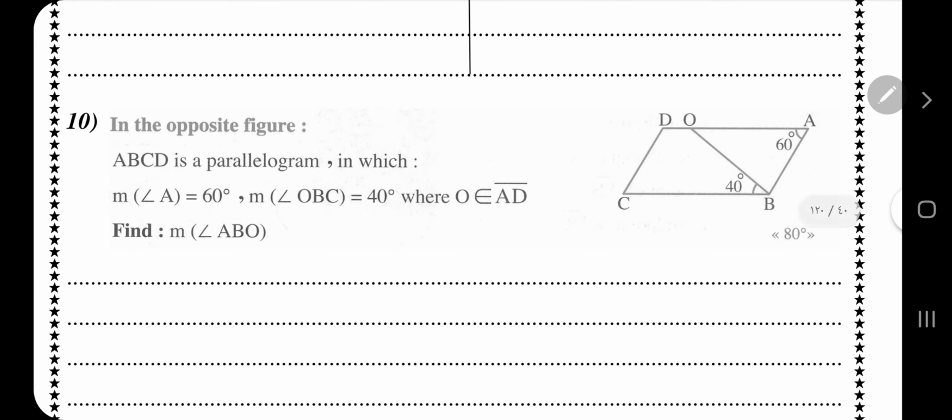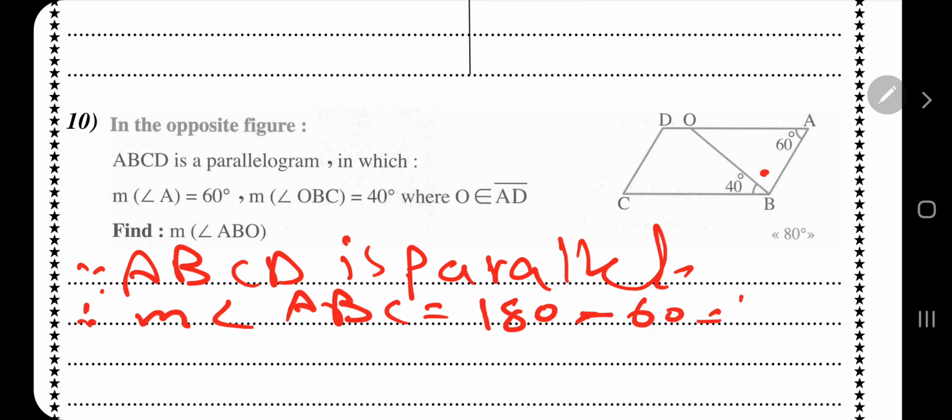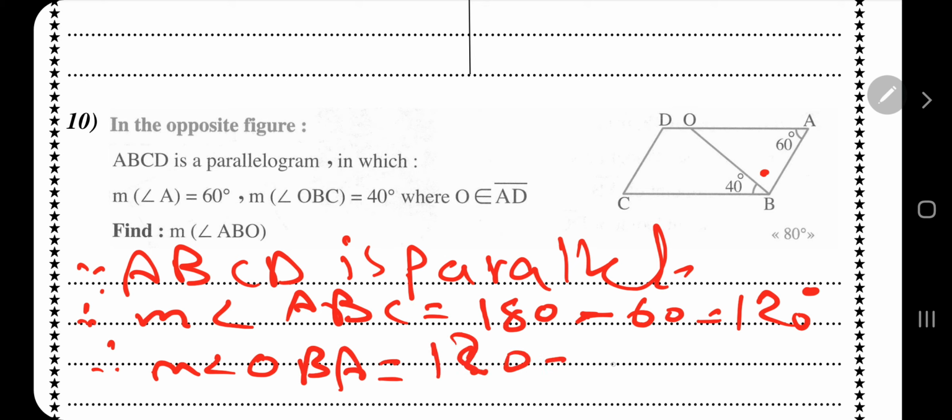Another example, he asked me to find measure of angle ABO here. So I can write, since ABCD is parallelogram, measure of angle ABC equals 180 minus 60 equals 120. So then measure angle OBA equals 120 minus 40, which is equal 80.